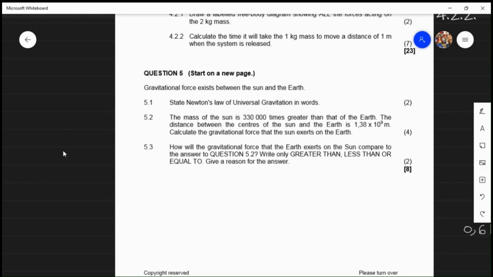Now, in this particular case, the Sun is 330 times greater than the mass of the Earth, which means that in order for us to get the mass of the Sun, we need to multiply the mass of the Earth by 330,000. Now, if you do not know the mass of the Earth, please don't panic. That information is found at the back of your question paper.